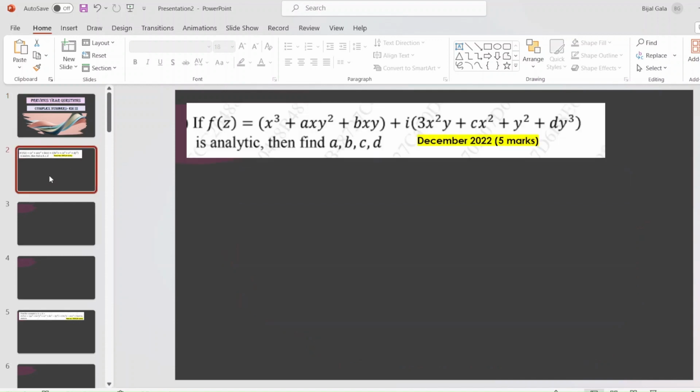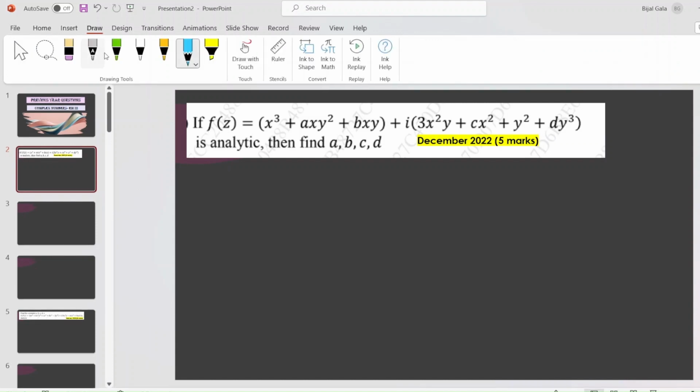Okay, starting with the first question. F of z is given to you, and it is said that f of z is analytic. They expect you to find the values of A, B, C, and D. This question was asked for 5 marks in the December 2022 examination. So let's understand the technique to solve this. Before we start with the technique, we need to understand the concept which will be utilized here.